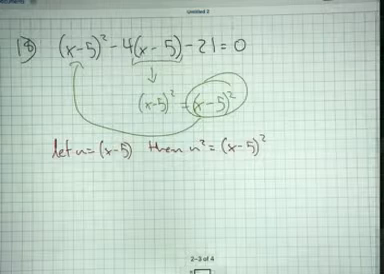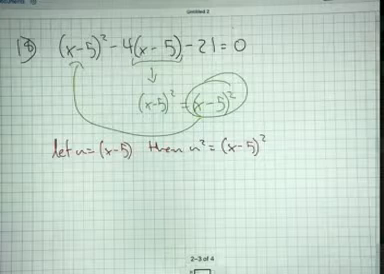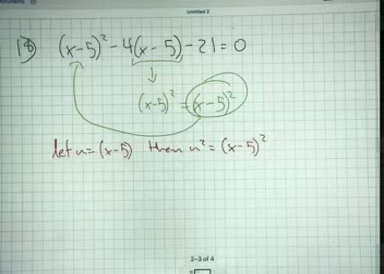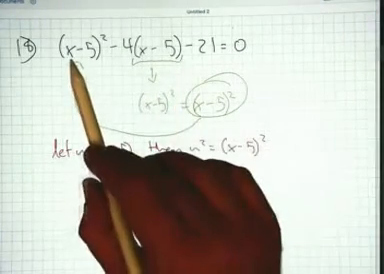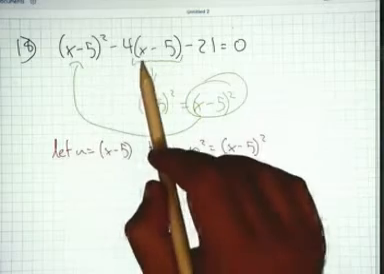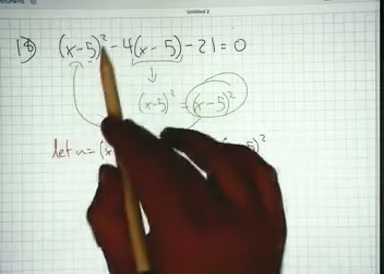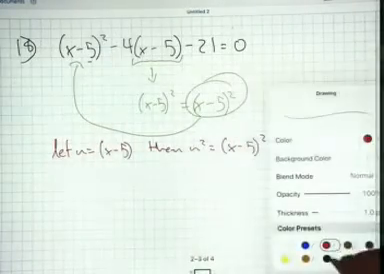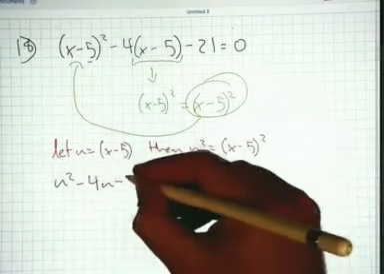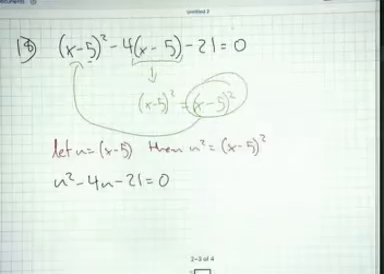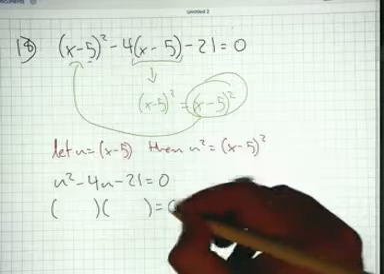So what I'm doing is I'm simplifying this problem. I'm making it less complex by using a substitution to represent this x minus 5 and this x minus 5 squared. If I let x minus 5 be equal to u, then this x minus 5 squared is u squared. So now you have u squared minus 4u minus 21 is equal to 0. Factor.